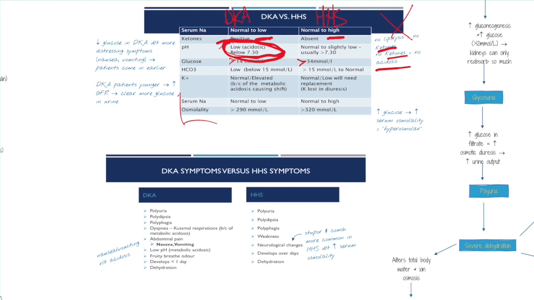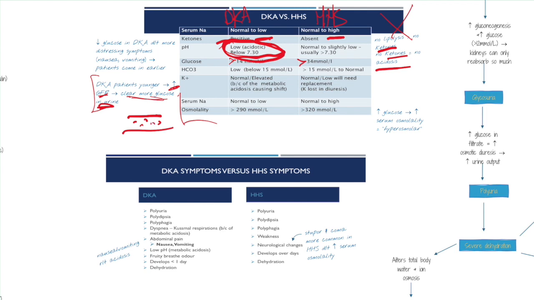Another thing is that because DKA only happens in type 1 diabetes, right? Because in type 2 diabetes, for the most part, you'll have some insulin. So you're not going to have that acidosis. But DKA happens mostly with younger people. Younger people, for the most part, have a higher GFR, meaning they're able to clear more glucose into their urine. So they're actually excreting a lot more of the glucose. So the glucose that's left in their blood isn't necessarily as high as it's going to be in HHS.